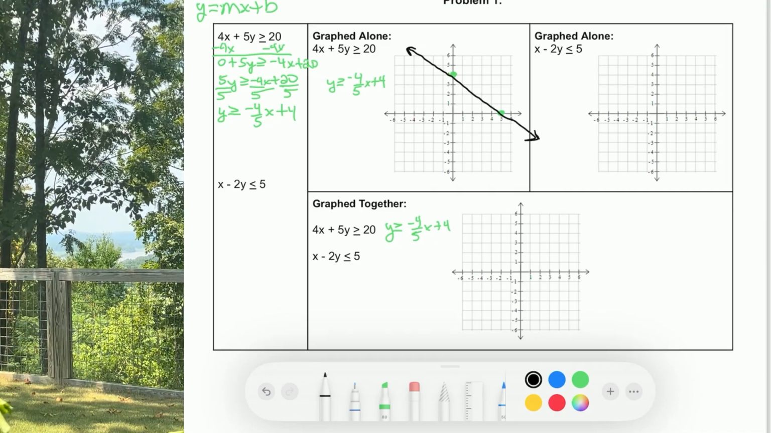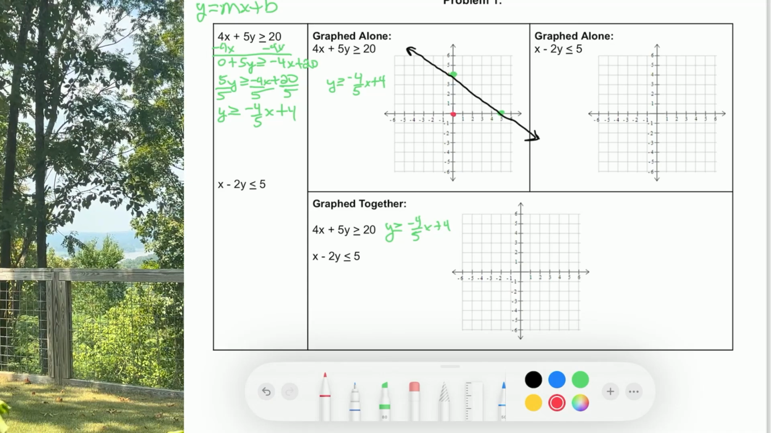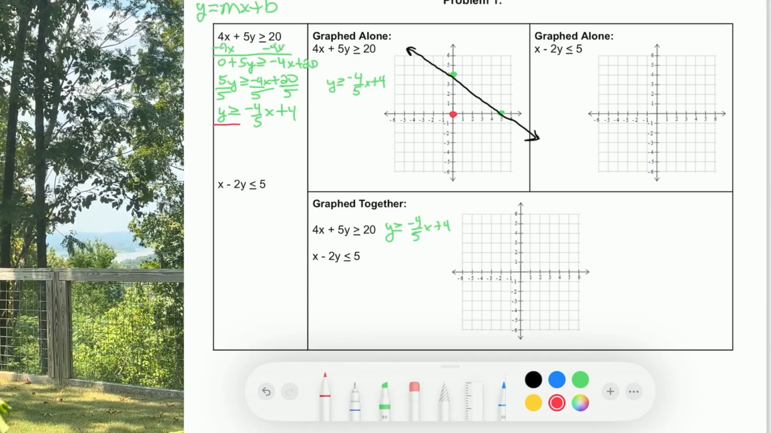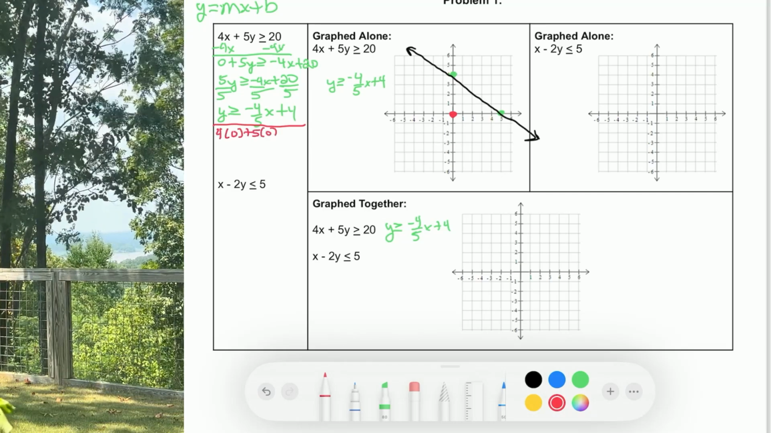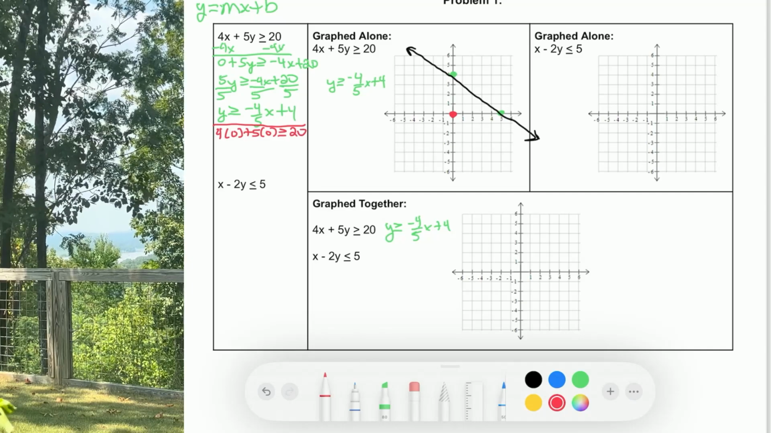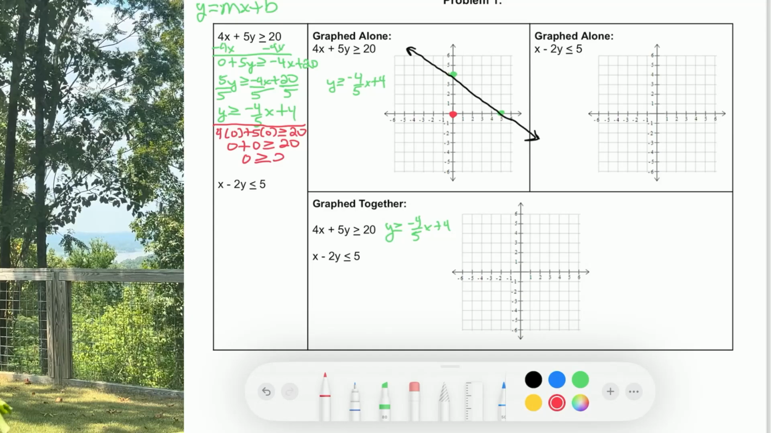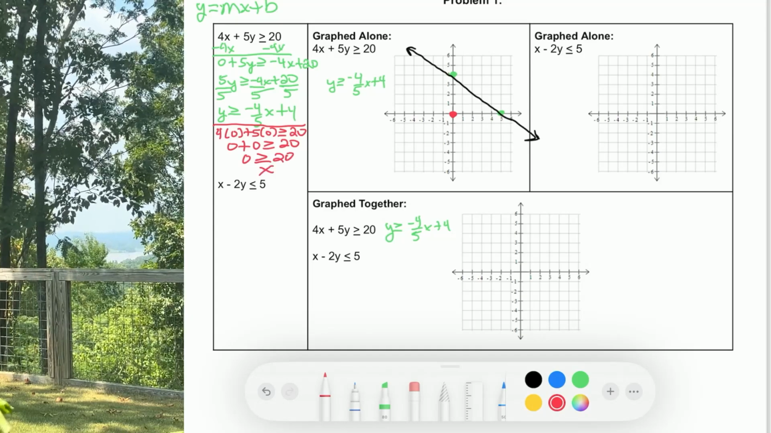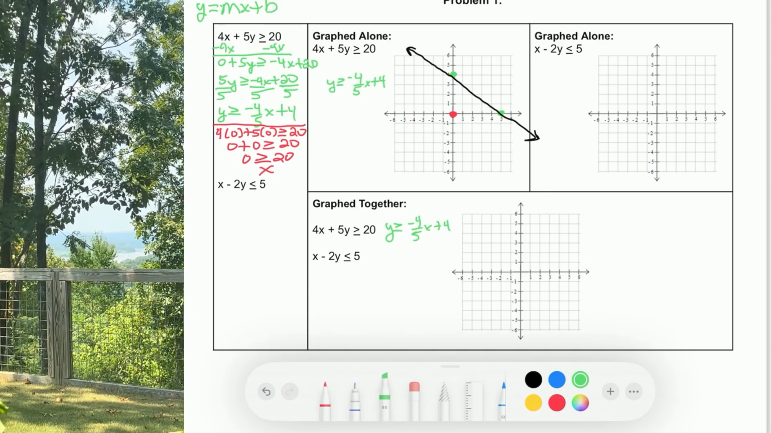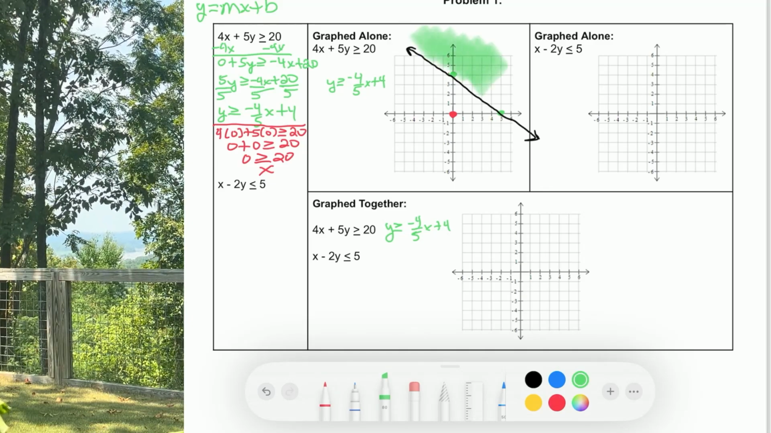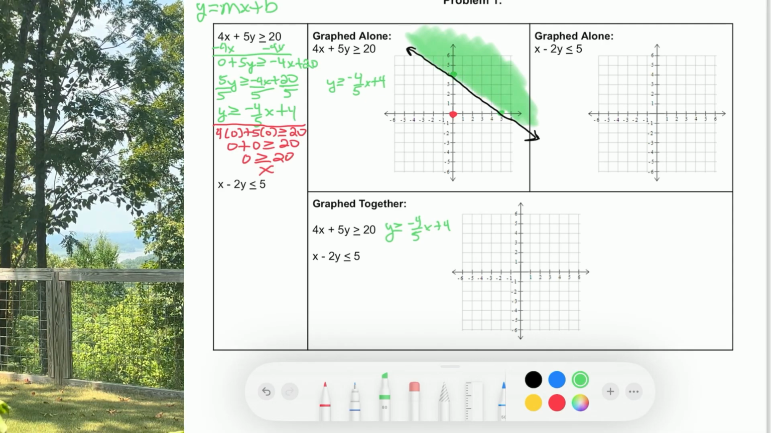And now we need to use a coordinate to find our shading. So I'm going to use the origin since it's not a part of our line. I'm going to say 4 times 0 plus 5 times 0 is greater than or equal to 20. That's 0 plus 0. 0 is greater than or equal to 20. Is that true? No. So that means our shading is going to be on the other side of the line. So I'm going to go to my highlighter and put green over here.